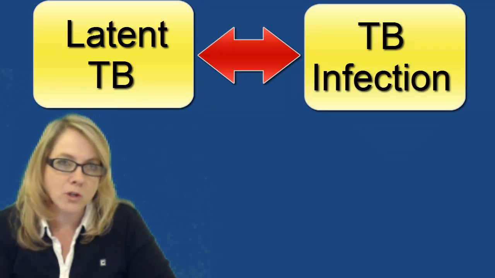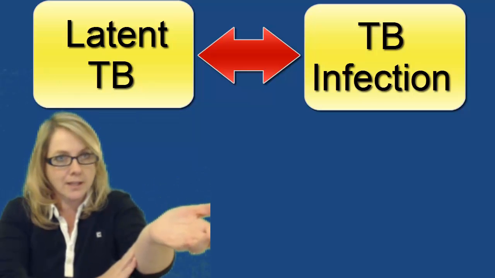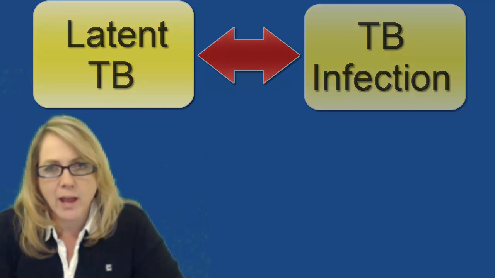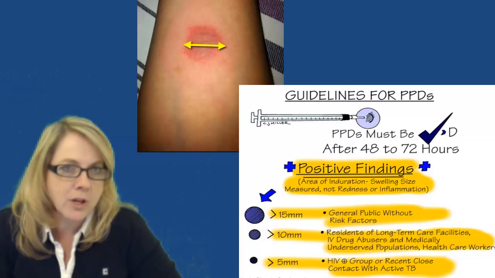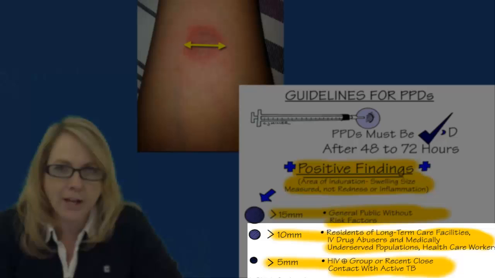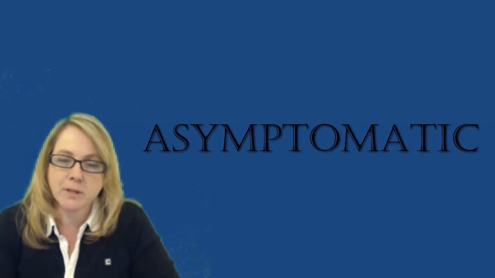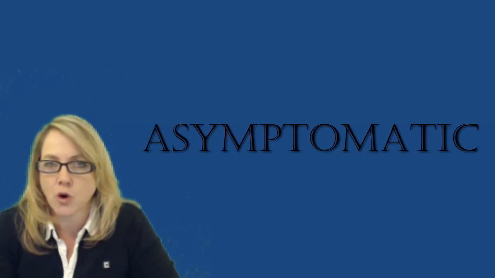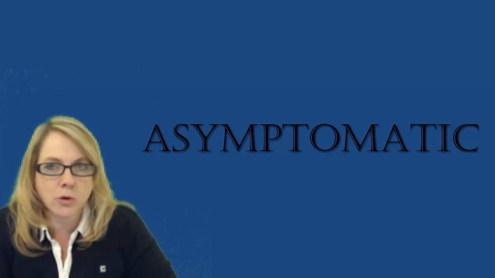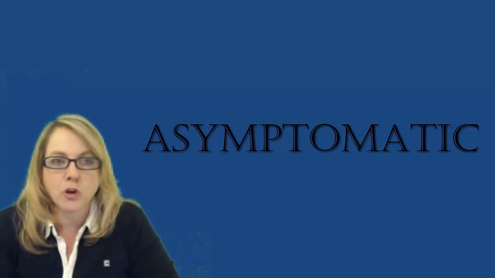This is when the person has a positive skin test, a reaction on their skin test which is greater than 5 millimeters. That would be considered a positive reaction. They have a negative chest x-ray where we don't see anything, and they are asymptomatic, meaning they don't have any hemoptysis, no cough, no night sweats, none of those problems.